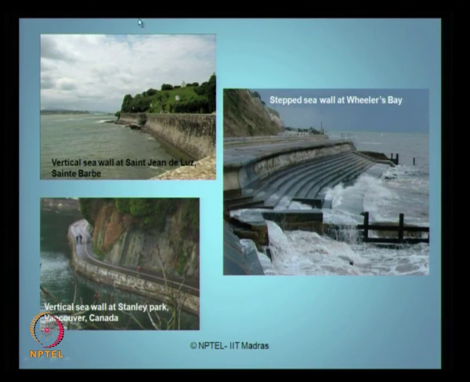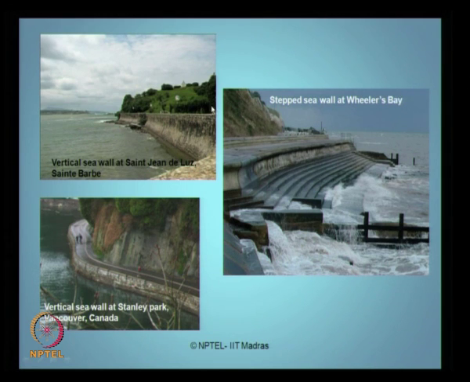The photograph you see here shows a vertical sea wall at Saint Jean de Luz in Santa Barbara. You can see it is constructed along the coast, and the construction is more or less a vertical structure, which is protecting the land behind the sea wall from the wave energy impact on the land.